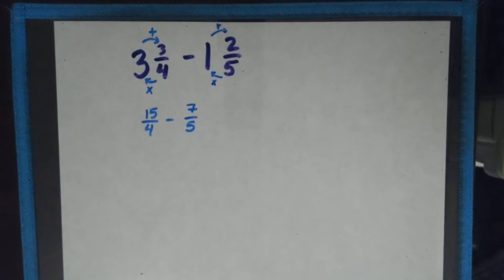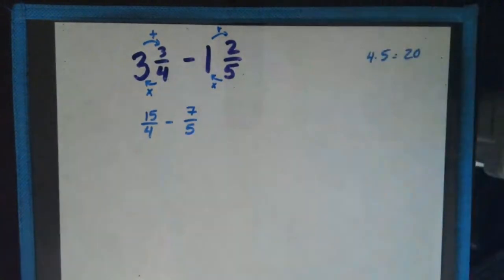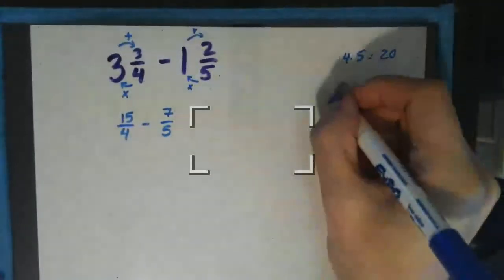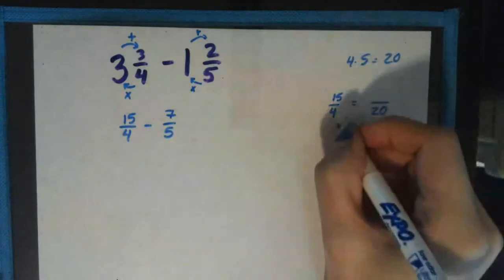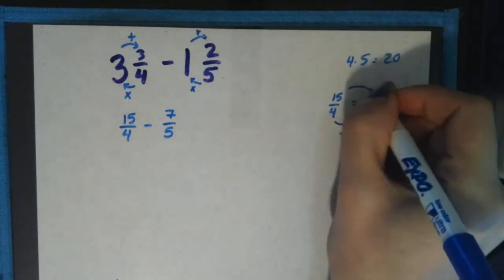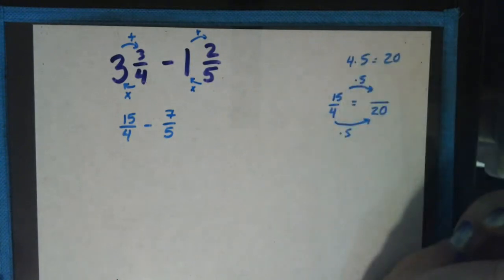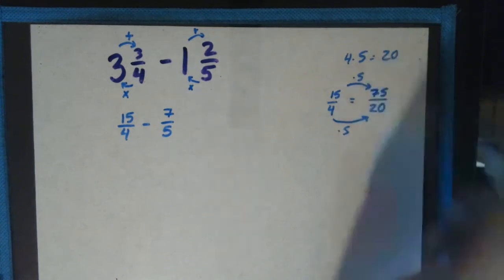For a common denominator, what always works is if you multiply them together. 4 times 5, which is 20. So we're going to take both of these fractions and change them into fractions that have a denominator of 20. So 15 fourths, we want to make equal to a fraction out of 20. How do we get from 4 to 20? We multiply by 5. So we're also going to take our numerator and multiply it by 5. 15 times 5 is 75.